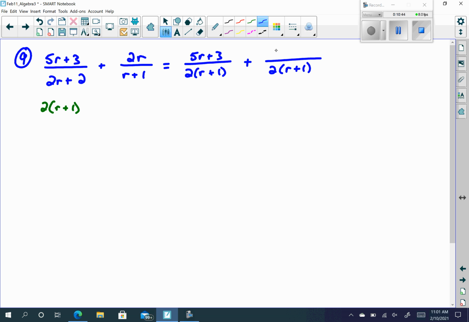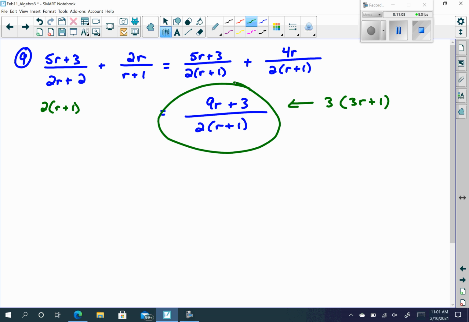But the 2r has to get multiplied. It already had the r plus 1. I need to multiply it by a 2, so I'm going to get a 4r. So making one big fraction now. Hopefully you can tell just by looking, since we're adding, 5r plus 4r is 9r plus 3. Technically, yes, we could factor a 3 out from the top, then we're left with a 3r plus 1, but nothing's going to come of this, so this is our final answer.